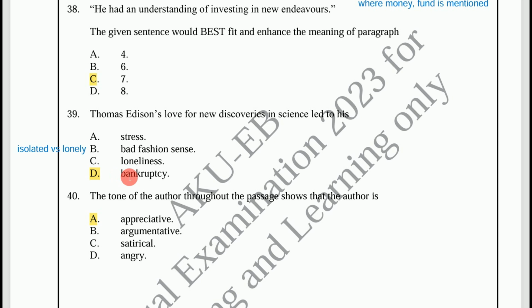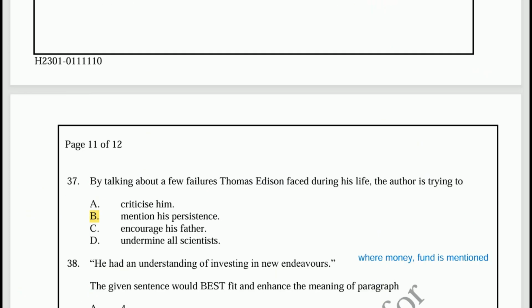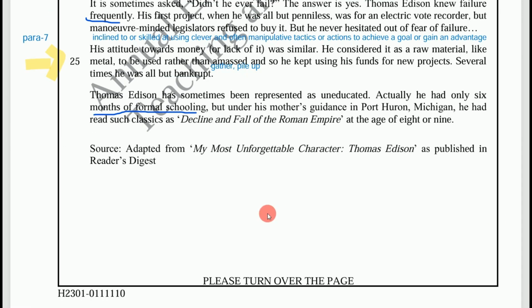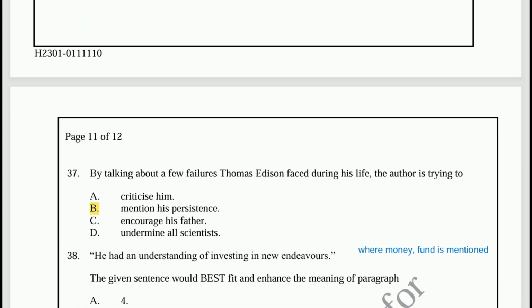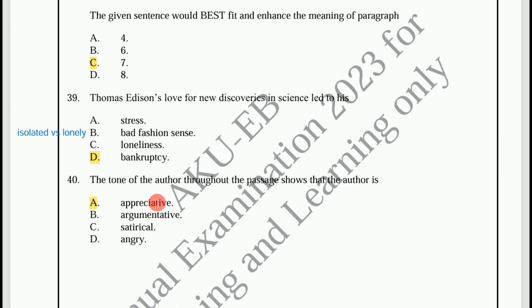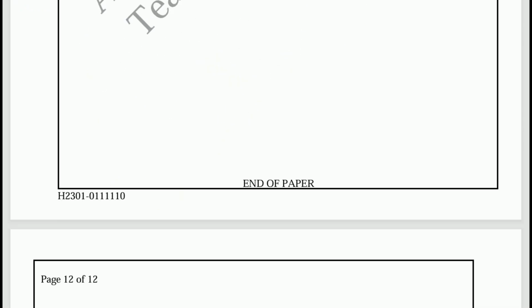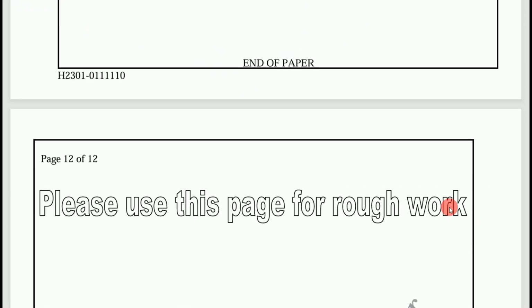So Edison's love for new discoveries in science led him to bankruptcy. It's mentioned in the seventh paragraph that his love for invention made him unconcerned about money, so sometimes he fell short of money, bankruptcy. So this is his passion for invention. And the last one, the tone of the author throughout the passage shows that the author is appreciative. Yes, he is appreciating Thomas Edison for his endeavors, efforts, his persistence, etc. So I hope you get the idea.